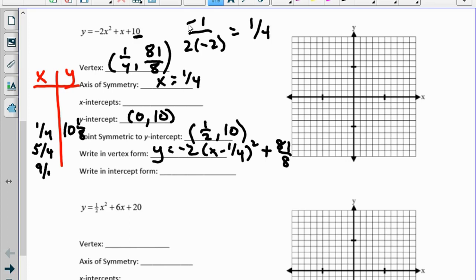5/4 and 9/4 would be adding 1 and adding 2 respectively. My normal pattern is over 1, up 1, over 2, up 4. So now I'm going to go over 1, down 2. So that's 8 1/8. And then over 2, down 8. So that's 2 1/8. And likewise, I could have -3/4 and -7/4 and get the same values for y by symmetry that I would have had otherwise.